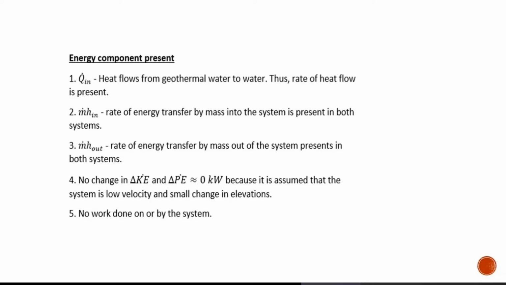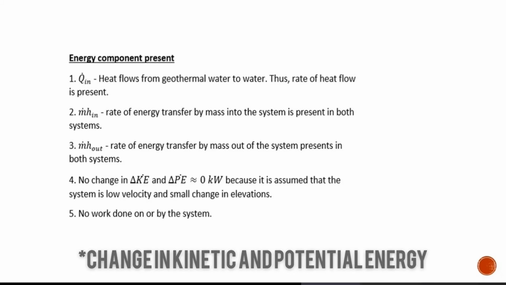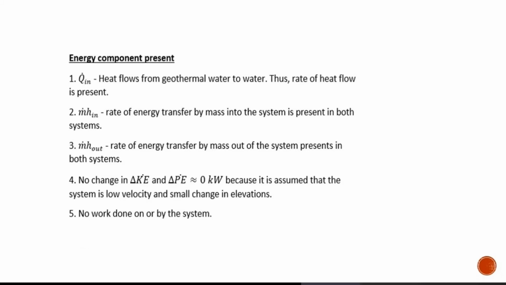For the second one, the mass flow rate multiplied by enthalpy in, represents the rate of energy transfer by mass into the system, present in both systems. For the next part, the mass flow rate multiplied by the enthalpy out is the rate of energy transfer by mass out of the system, present in both systems. There is no change in kinetic energy and potential energy because it is assumed that the system is slow in velocity and small change in elevations. Thus, no work done on or by the system.